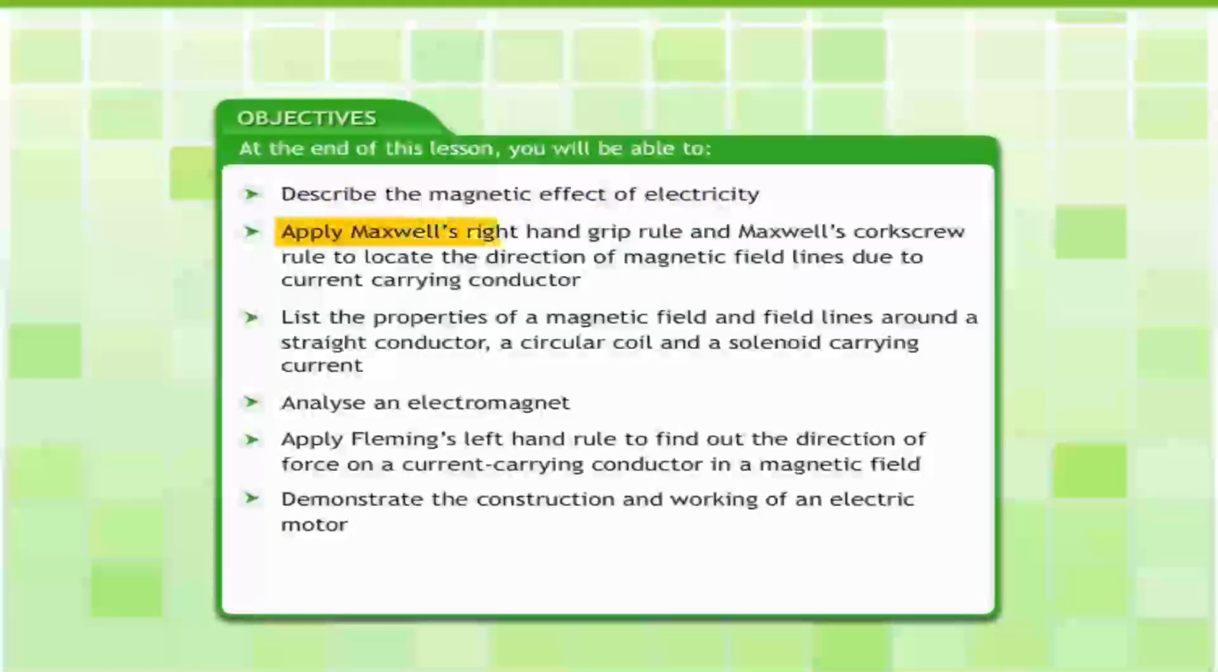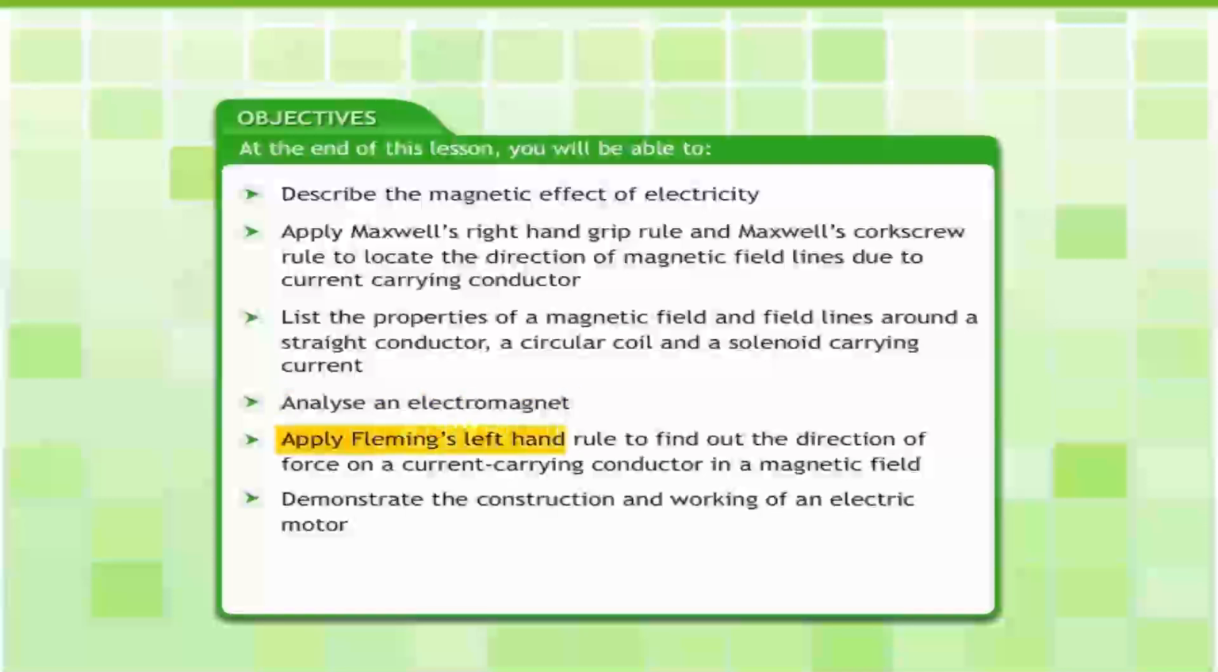Apply Maxwell's right-hand grip rule and Maxwell's corkscrew rule to locate the direction of magnetic field lines due to a current-carrying conductor. List the properties of a magnetic field and field lines around a straight conductor, a circular coil, and a solenoid carrying current. Analyze an electromagnet.